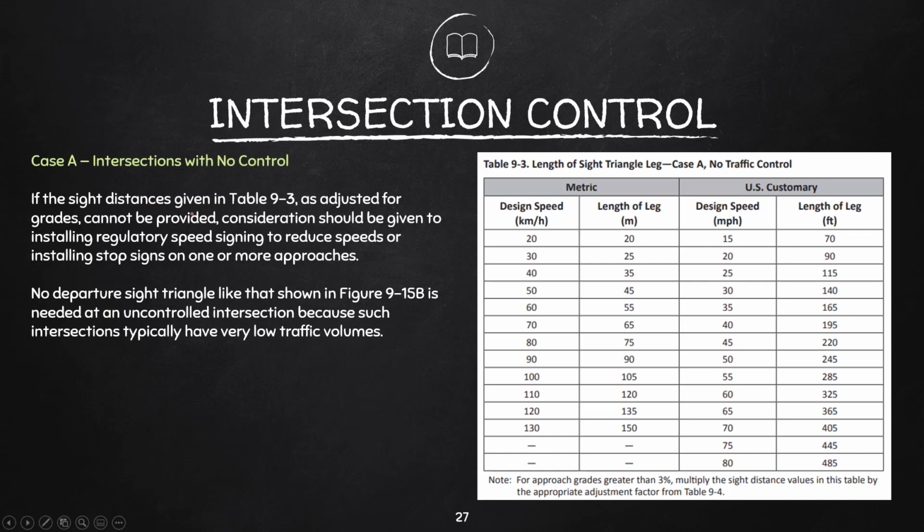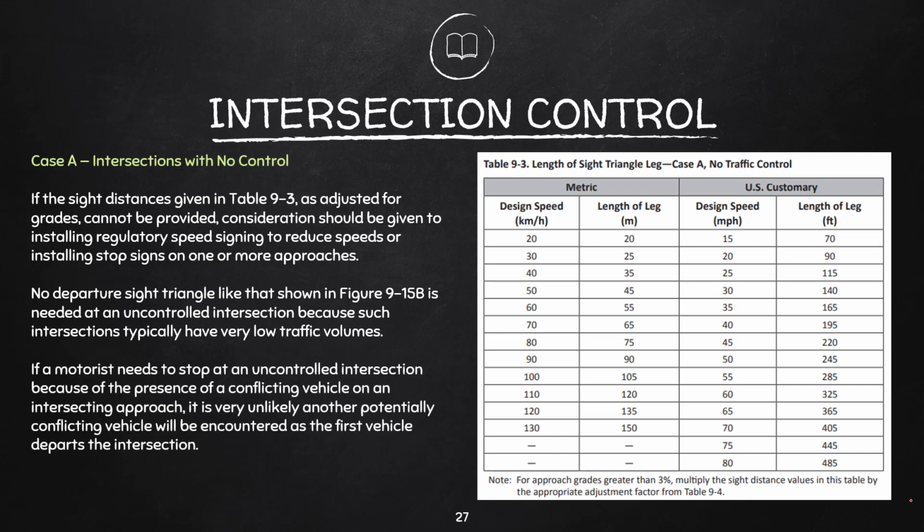because if you come to think of it, you will not provide traffic control devices for intersections with less traffic volumes. We only provide those for intersections in urban roads or urban areas wherein there is really high traffic volume. If a motorist needs to stop at an uncontrolled intersection because of the presence of a conflicting vehicle on an intersecting approach, it is very unlikely another potentially conflicting vehicle will be encountered as the first vehicle departs the intersection, because there is low traffic volume. Kaya we don't provide control devices.